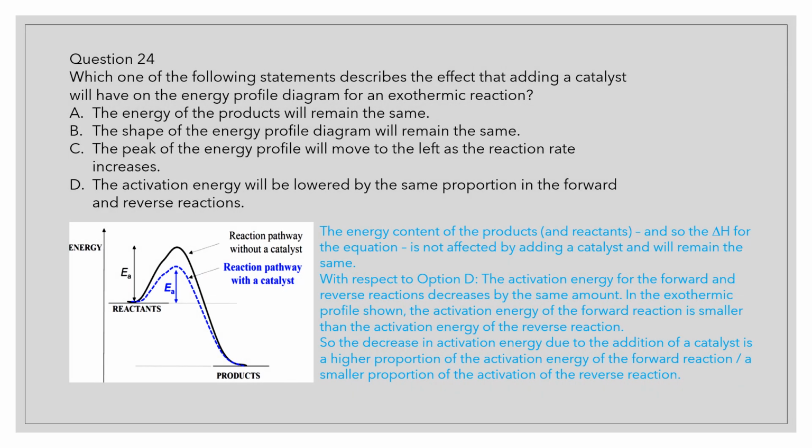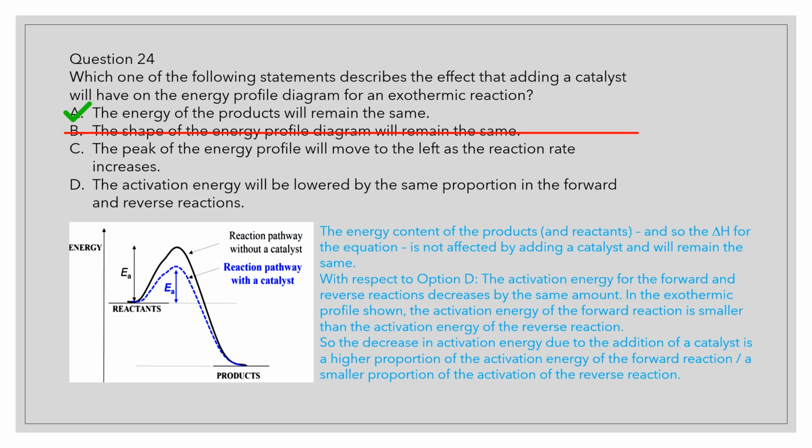When a catalyst is added to the reaction system, the energy of the reactants and products will remain at the same level, but activation energy will decrease. So, A is correct. Because the activation energy decreases, the shape of the energy profile will be changed. So, B is eliminated. The peak of the energy profile will be lower but not move to the left.